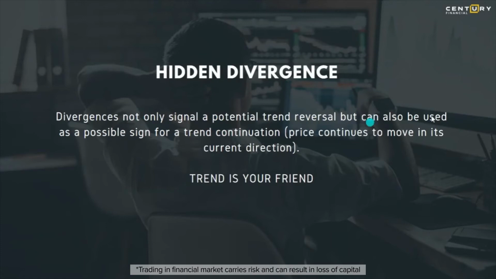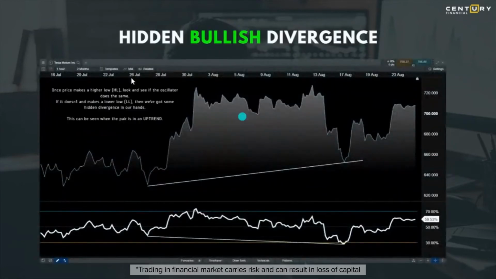Now with the hidden divergence, you can find opportunities to go along with the market trend, or continuation of the trend. As the saying goes, trend is your friend. So for a lot of people who want to go with the trend, this is something that you can look into. Pretty much the same as what we saw, but slightly different in terms of the movement. Now we are going with the trend.